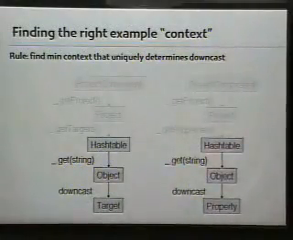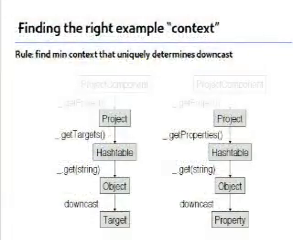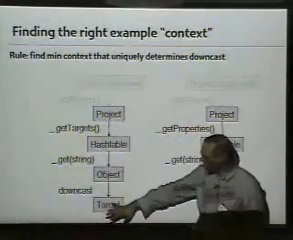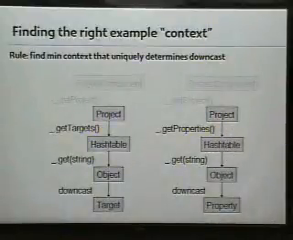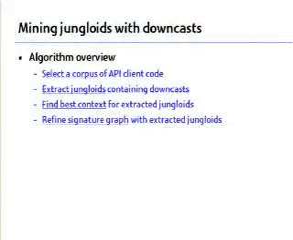But if we extract a little bit more context, now we see that this chain of calls is different than here. So we know that after this chain of calls in the corpus, we were able to do a downcast to target, and similarly to property. And this is the minimal context that distinguishes them. So this is what we extract and add to the graph.